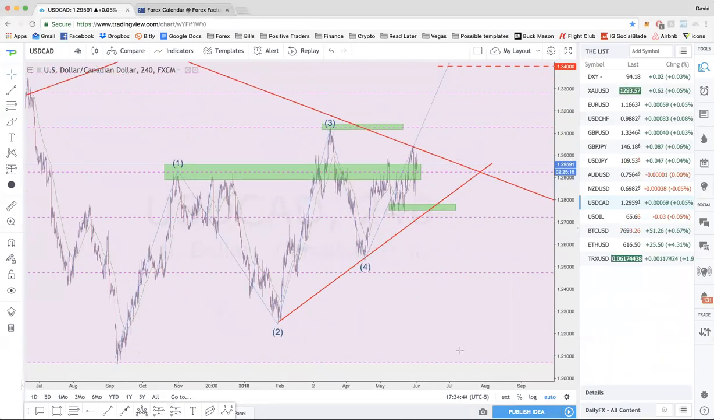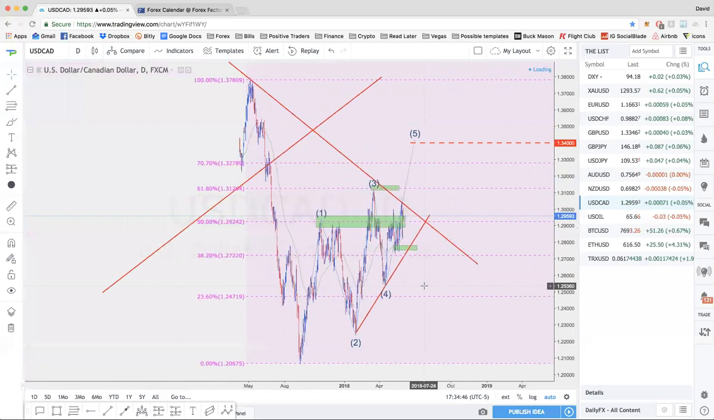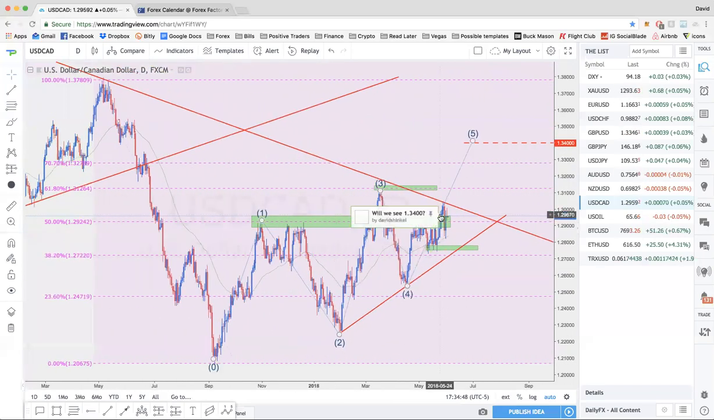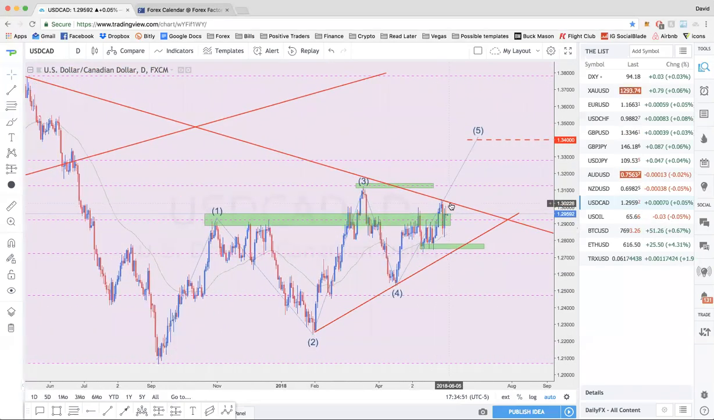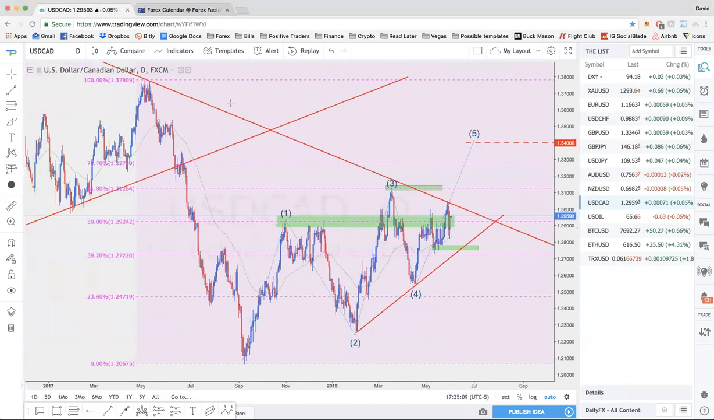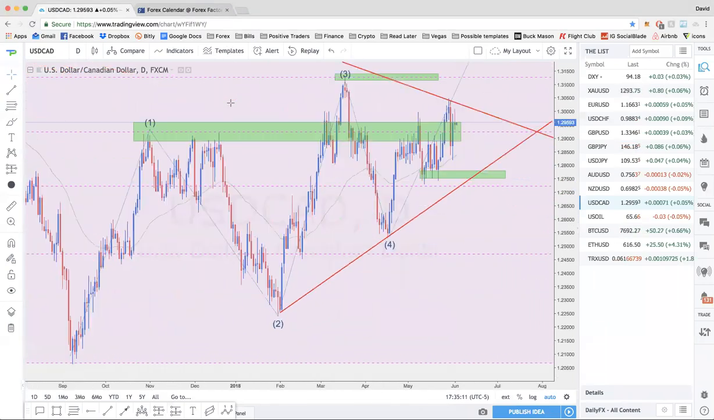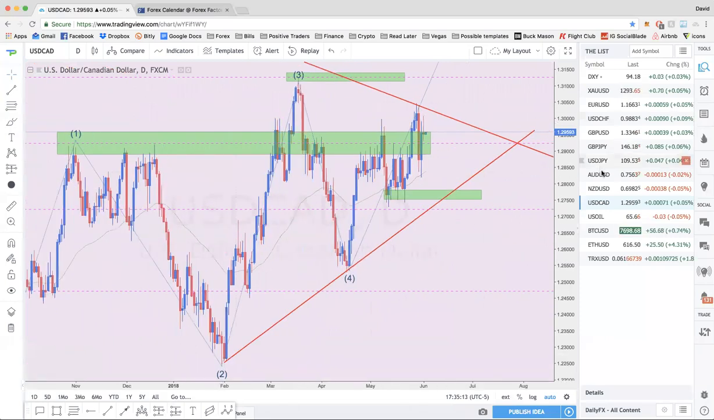Let me put it back onto the daily chart. I am expecting USD CAD to break through this upper trend line, this resistance trend line that we have right now, break through this 50% retracement level that the third wave bounced off of right here, and then move up to our fifth wave. This is the most probable, in my opinion, my bias, the way I analyze the markets, the most probable scenario.